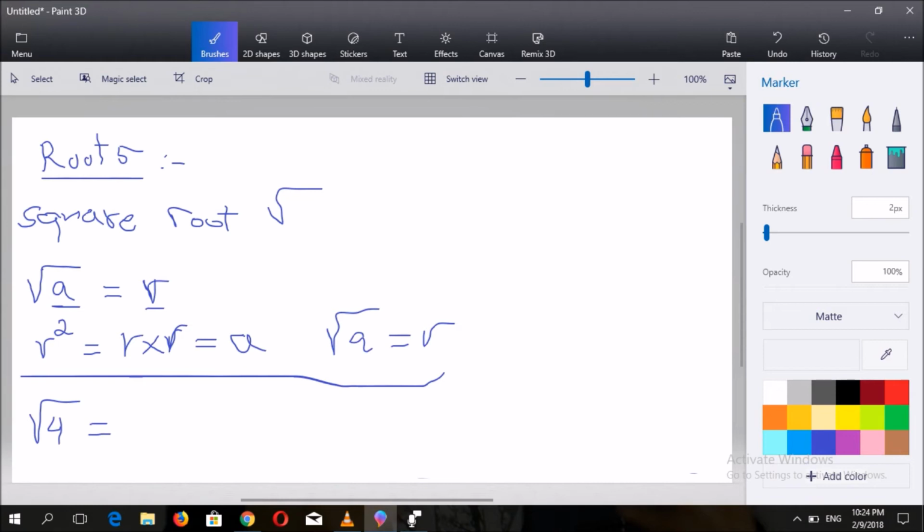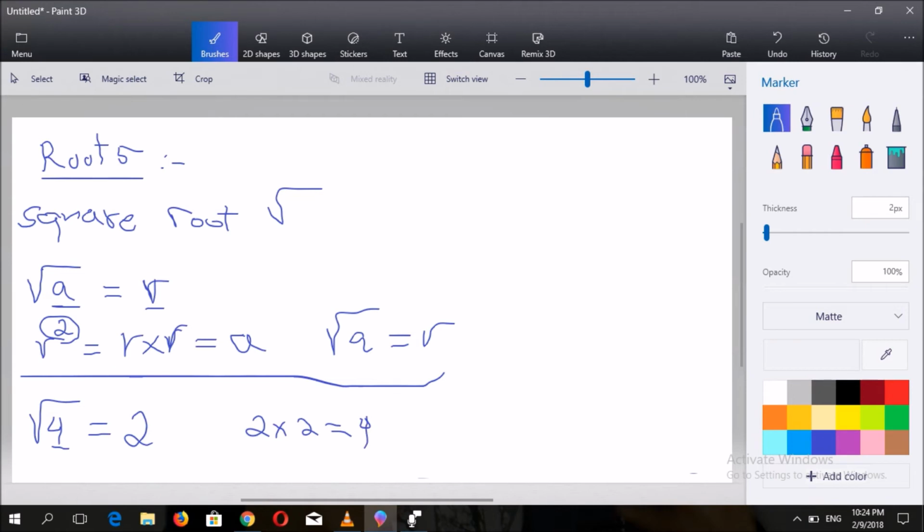So if R multiplied by R gives us the value of A, we say that the square root of A is equal to R. So it is actually the reversing of the squaring operation. The square root of A.